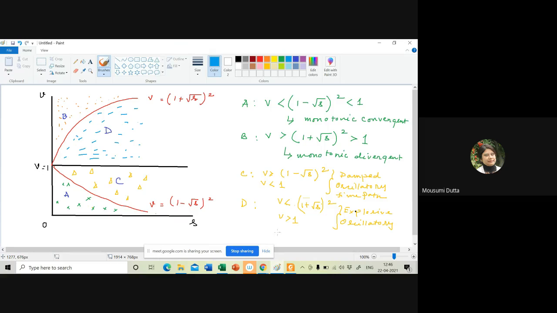So in that case, what will be the time path? What will be the nature? Ma'am, uniform oscillator. Will be uniform oscillatory time path. Okay.